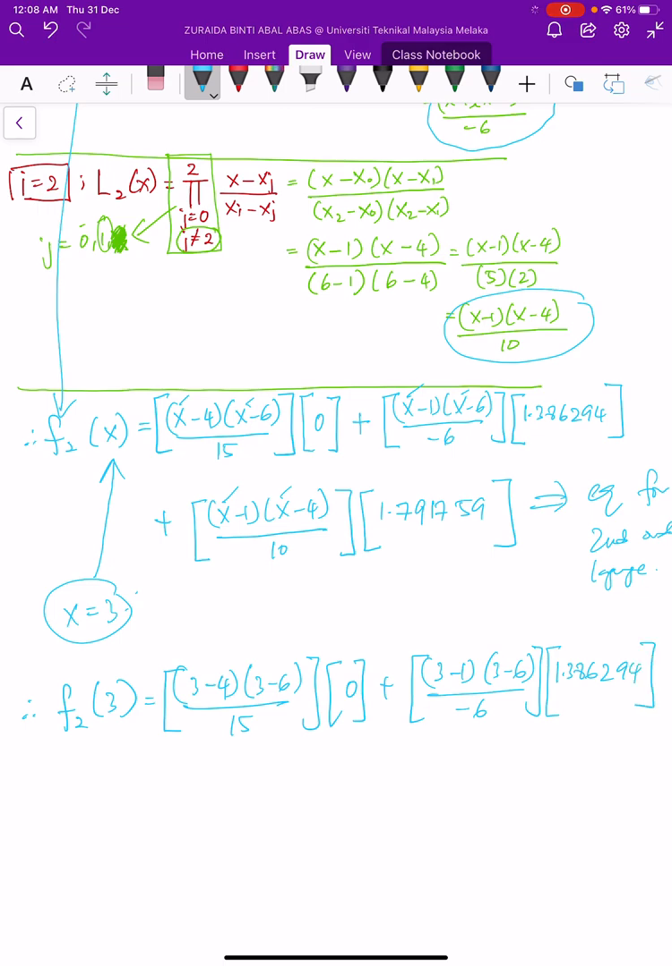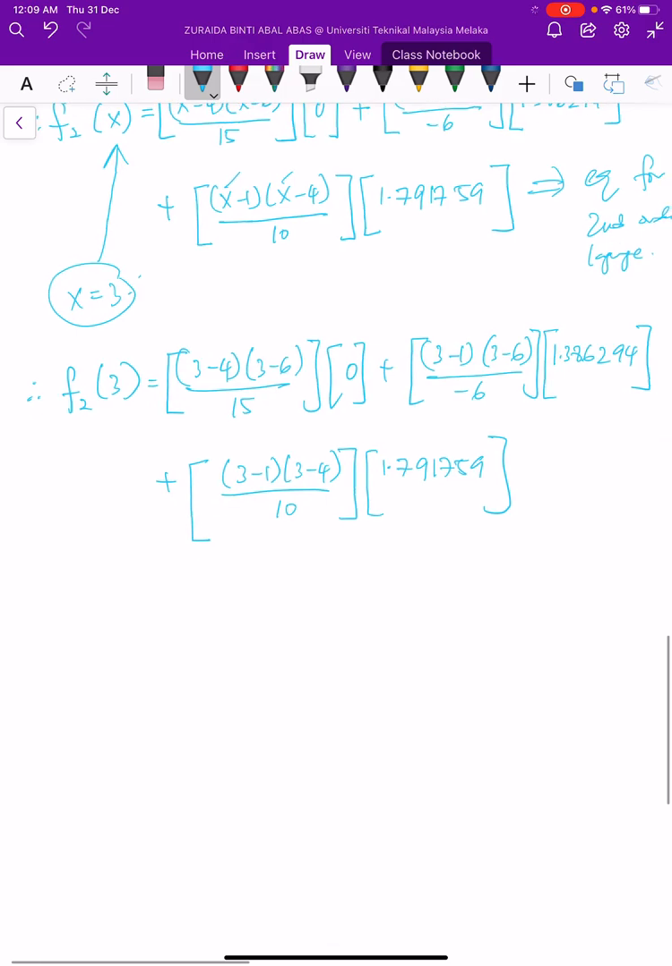Plus, x is 3, so 3 minus 1, 3 minus 4, divided by 10, multiplied by 1.791759. So you need to solve all of this, and you will get the estimation value. That's it.